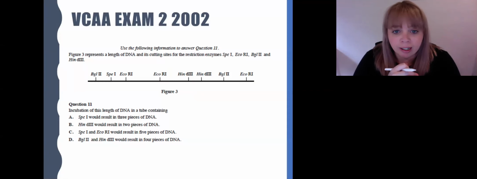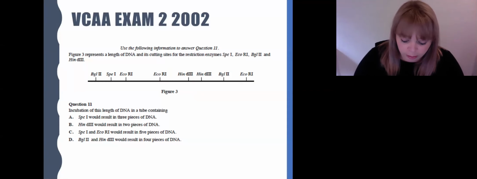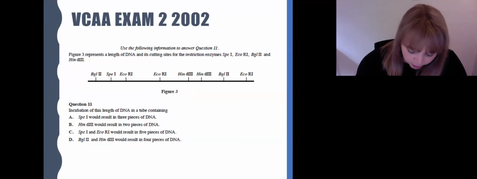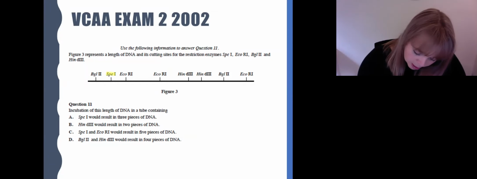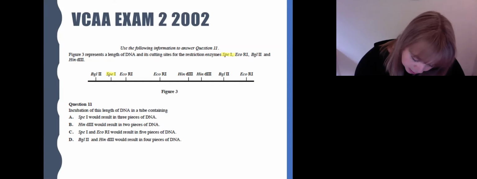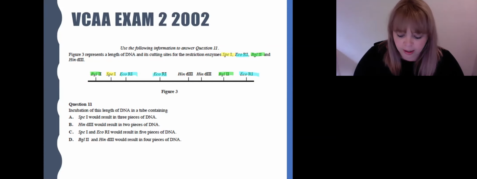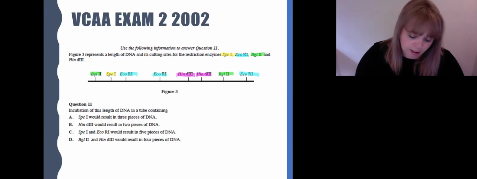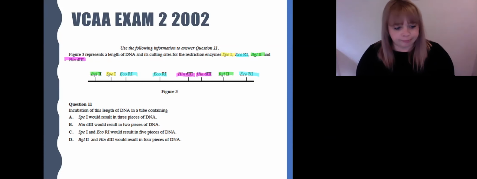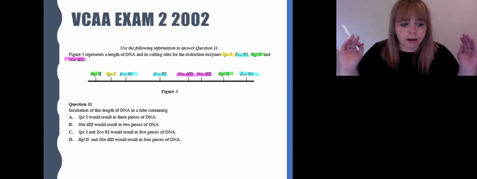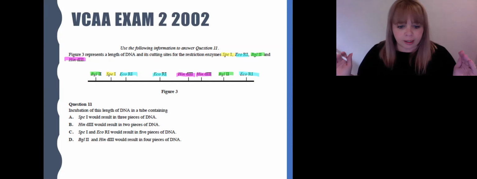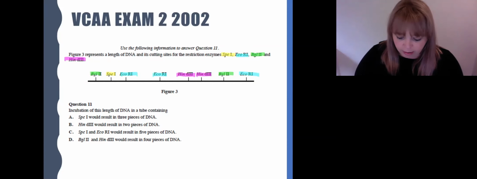You may want to use different colours to go through this, however you wish to deal with it. So let's have a look and see how many times. I can see that SPE1 here cuts it once. I can see that BGL2 cuts it twice. I can see that EcoR1 cuts it 3 times. And I can see that HIND3 is going to cut it twice. Okay, so thinking about it, it's a length of DNA, so it's a linear piece of DNA. Let's go through our answers.